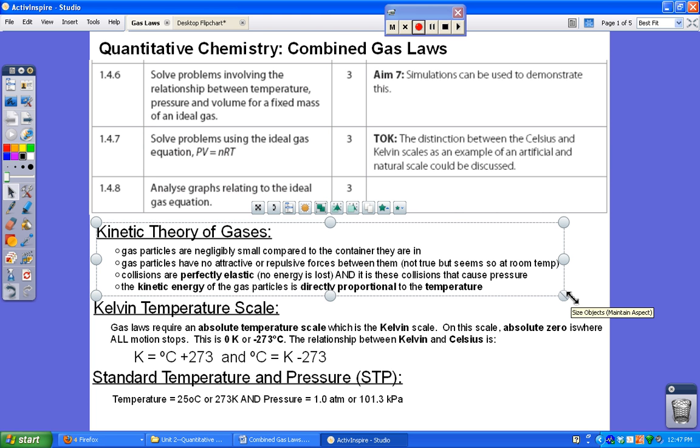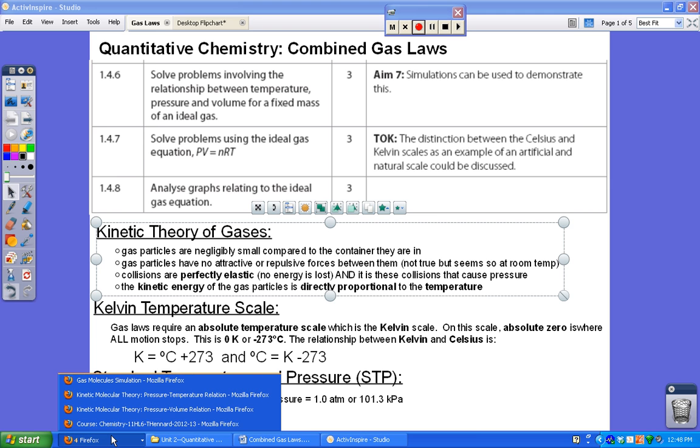Gas particles are negligibly small compared to the container they're in. That simply means there's a lot of space between them for them to move around. Gas particles have no attractive or repulsive forces between them. Well, actually not true, but at room temperature that more or less seems to be the case, so we can use it. The collisions are perfectly elastic, no energy is ever lost, and it's the collisions that actually cause pressure. And finally, the kinetic energy of the gas particles is directly proportional to the temperature.